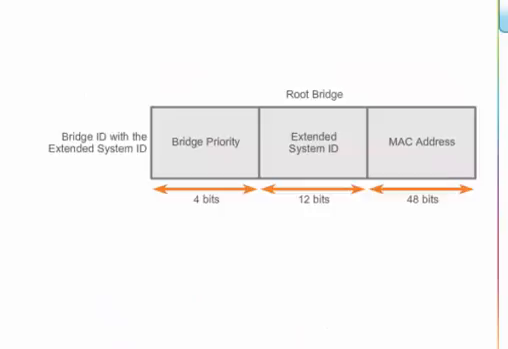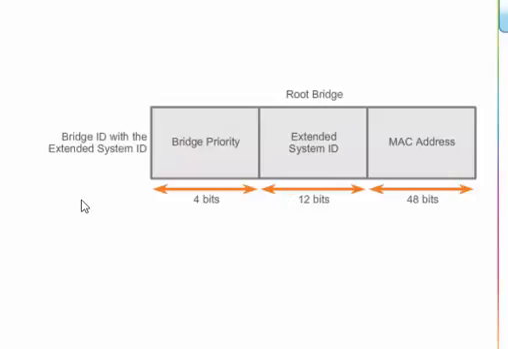Now, the second picture shows the BID field. The BID field is made up of a priority value, an extended system ID, and the MAC address of the switch. Now, in a BPDU frame, the lowest BID ends up being identified as the root bridge. So, if a priority value is the lowest in a BPDU frame, that identifies the switch as the root bridge.